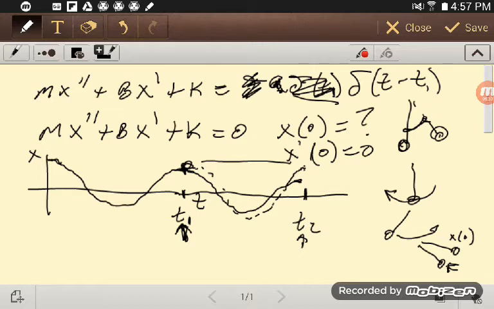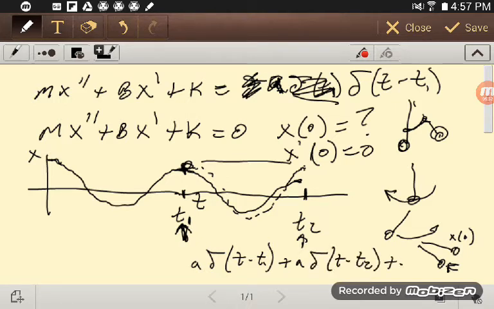Because then my solution will be A times Dirac delta of T minus T1, plus A times Dirac delta of T minus T2, plus, and just keep going with that A. These are all the times you tap it.